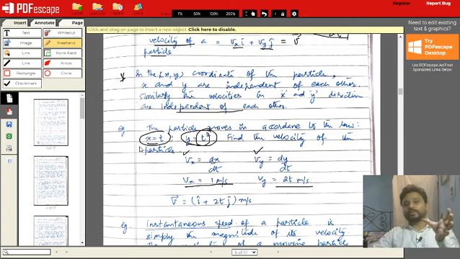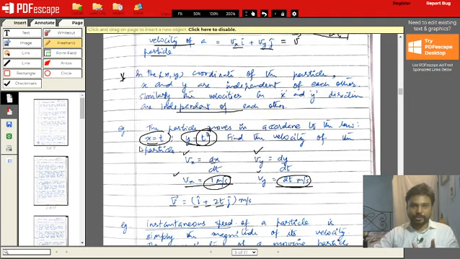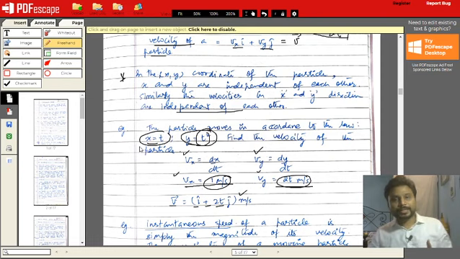Then we write the expression which we have obtained, the answers which we have obtained, in terms of vector. So we write velocity vector as velocity in x direction, which is simply 1 i cap, plus velocity in y direction, that is 2t j cap. So that means that extending velocity of a particle in one dimension to two dimension is pretty simple and straightforward.